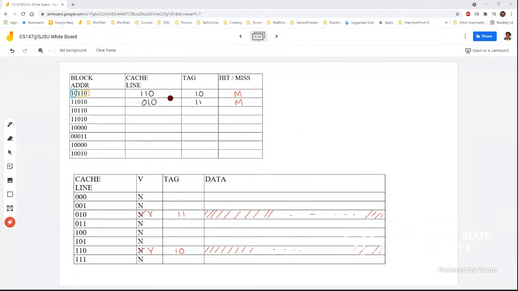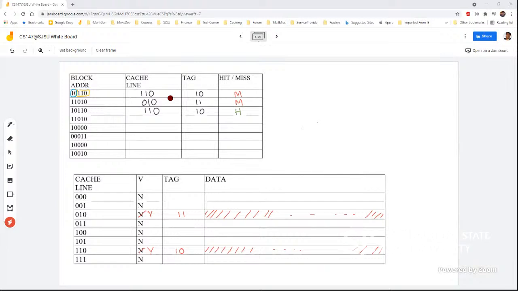Now we move on to the next one, where my cache line is 110 and the tag is 10. Let's see, 110, 110. Okay, that's valid, and the 110 tag actually matches. Now this is a hit. So what will happen? The corresponding data will be accessed just from the cache and returned back to the processor, and the execution moves on to the next one.